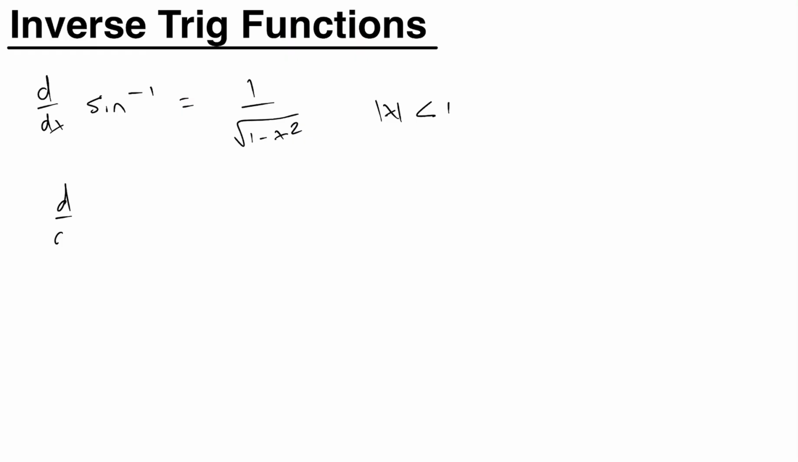The derivative of the inverse of cosine is equal to negative 1 over the square root of 1 minus x squared when x has to be greater or less than 1, sorry.